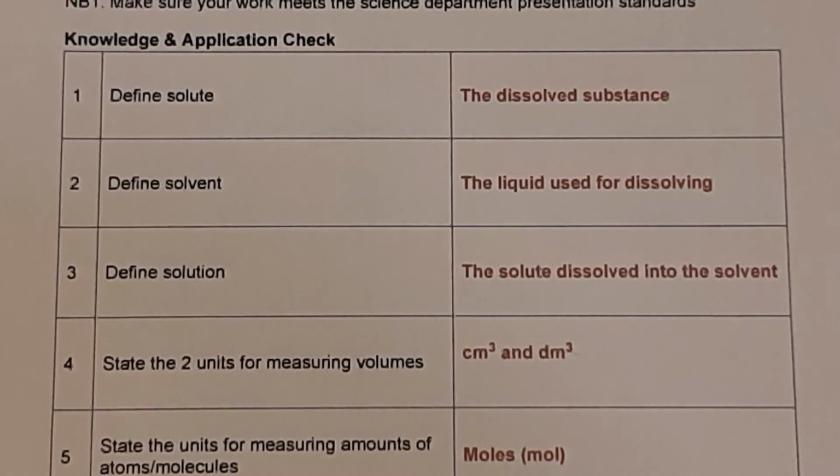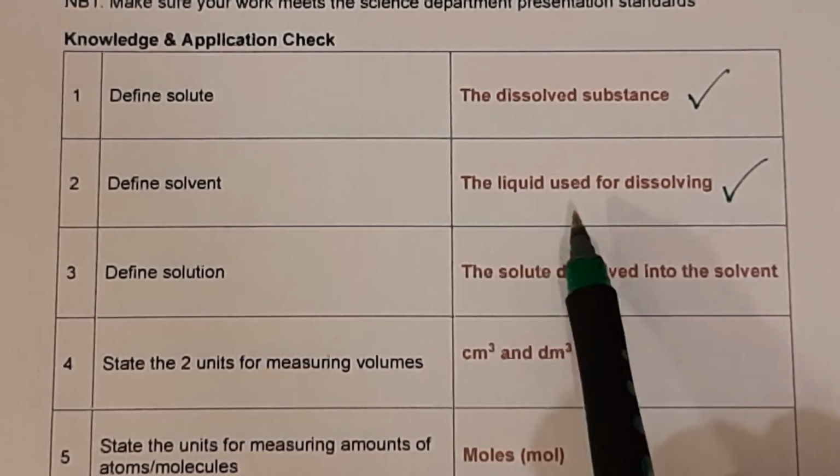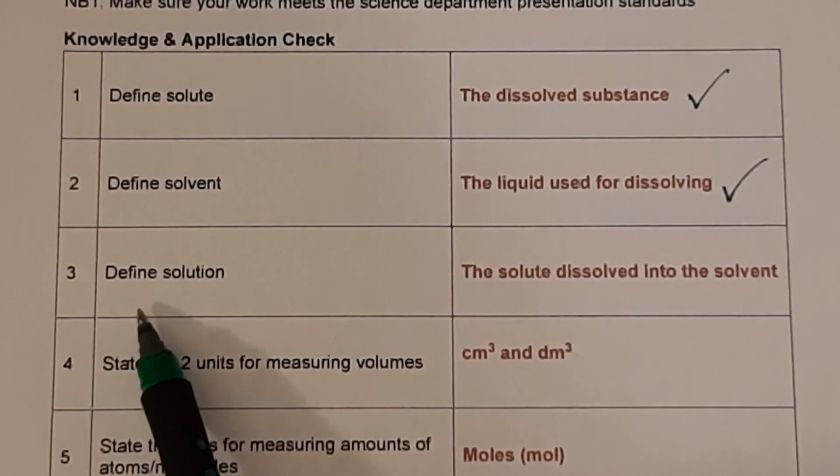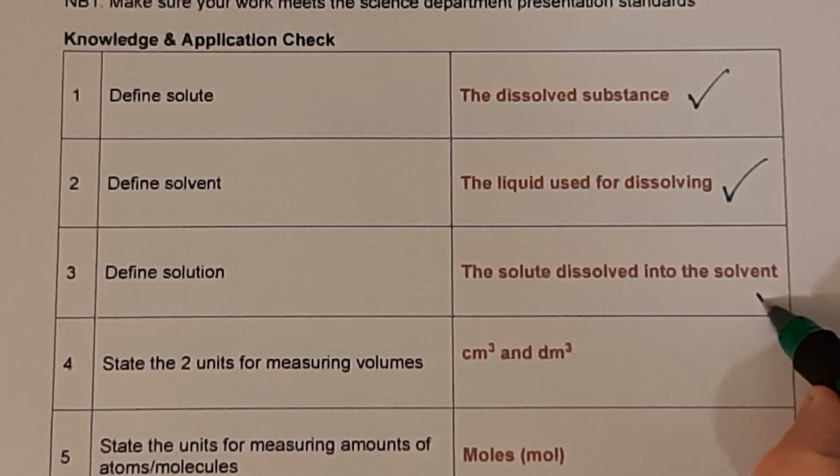So let's go through those questions. Question 1, define solute. Well, it's the dissolved substance. Question 2, define solvent. It's the liquid used for dissolving. Or it could be the liquid that the solute dissolves into. Question 3, define solution. So that's the solute dissolved into the solvent.